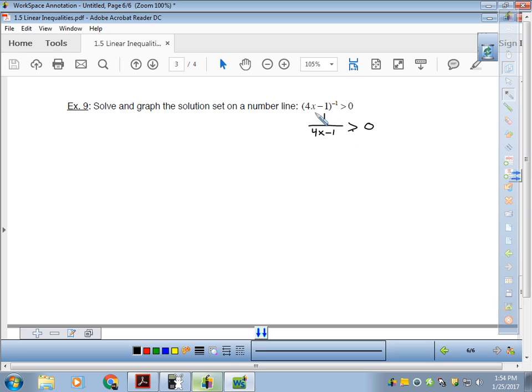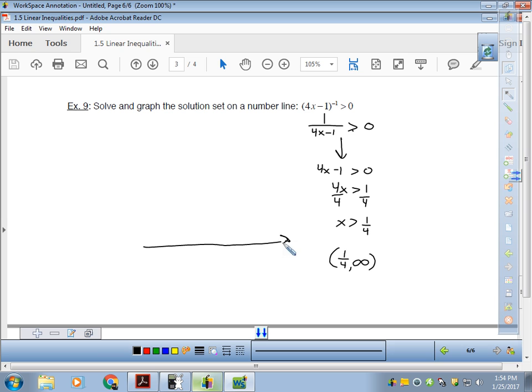Well, according to our property, this is a reciprocal. It's 1 over something, so it's a reciprocal. Well, if this reciprocal is greater than 0, then we also know that 4x minus 1 needs to be greater than 0. And then we can solve that inequality. We'll add the 1 over. We say 4x is greater than 1. Divide both sides by 4. So we get x is greater than 1/4. Writing that in interval notation, if we want x greater than 1/4, we would say 1/4 to infinity, with the 1/4 excluded.